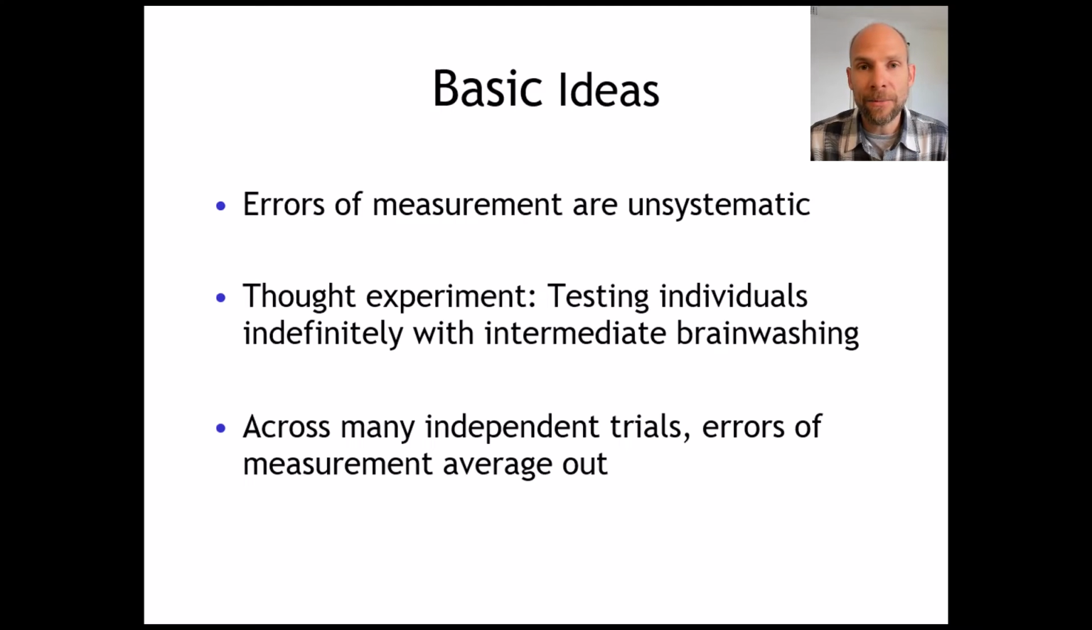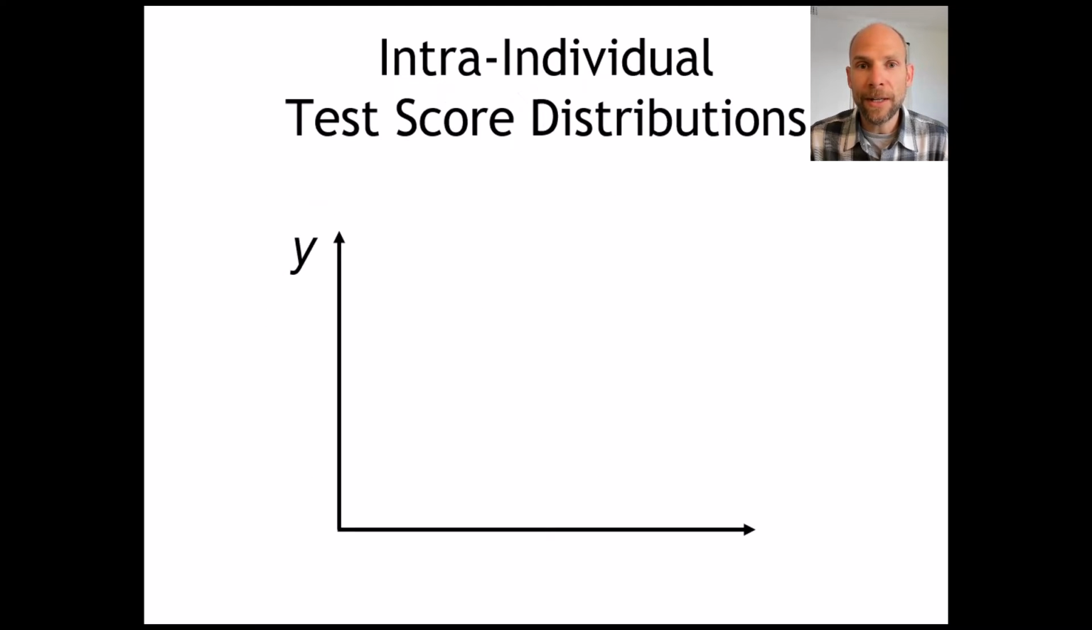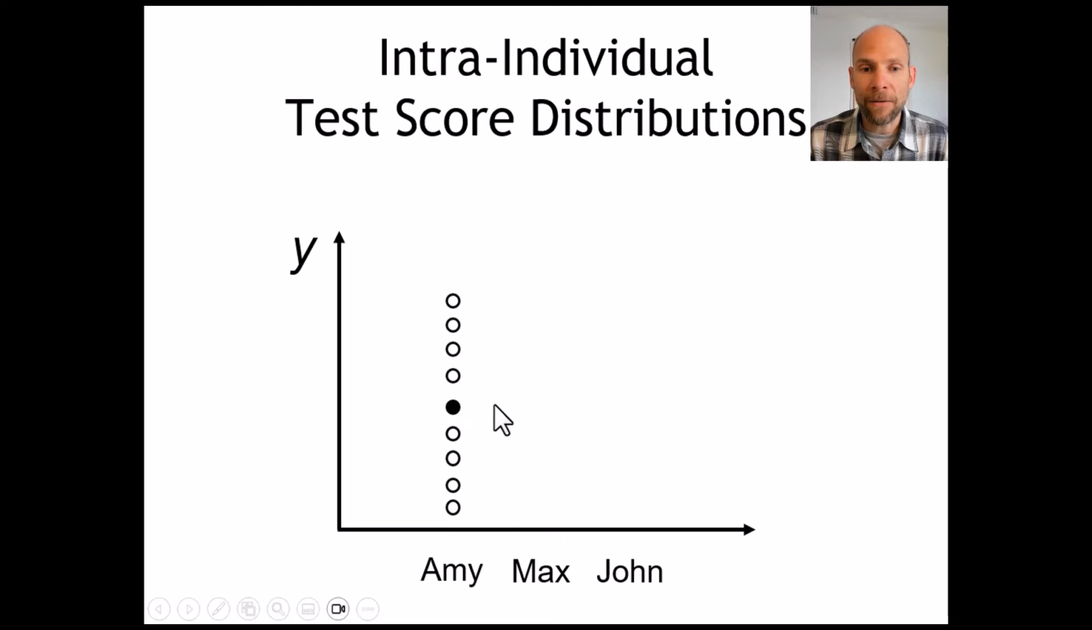So let's take a look at that to make it a little bit more concrete. Here I have the hypothetical intra-individual test score distributions plotted for 3 hypothetical individuals, Amy, Max, and John. Let's say Amy, Max, and John took an IQ test repeatedly, and there was no memory, no learning, no fatigue, no other effects of prior testing. So we were able to wipe out their memory after each trial, and they took the test fresh each time. For Amy, we might see a test score distribution like this, where sometimes Amy scored really low, sometimes higher, and we have an average here in the middle as indicated by the filled black dot.